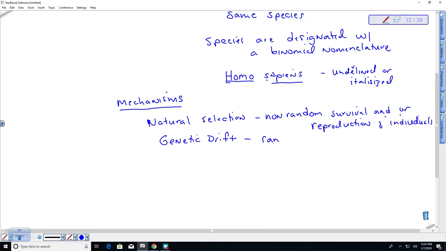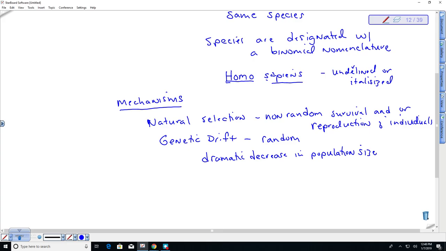So think drift versus selection. One of those sounds random. Drift sounds a little random to me, right? Selection is non-random. So genetic drift happens randomly, and this could be due to a dramatic decrease in population size. And so that could be due to a natural disaster, or it could also be due to over harvesting.